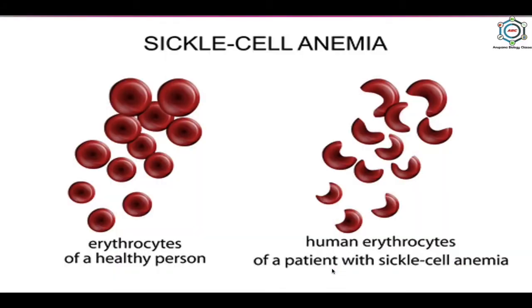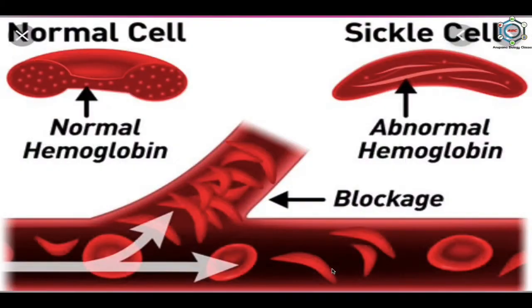Here you can see the erythrocytes of a healthy person and the erythrocytes of a patient with sickle cell anemia. You can see the shape: in case of sickle cell anemia, sickle-shaped cells are present, while in case of the healthy person, oval-shaped cells are present for the RBC. So, the change in the shape of red blood corpuscles is due to the presence in them of a defective type of hemoglobin called sickle cell hemoglobin or hemoglobin S.